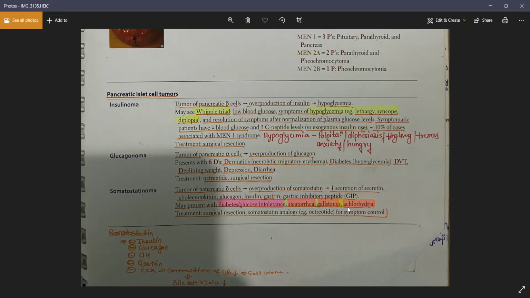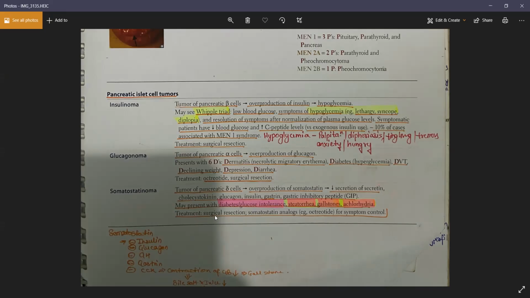You will also get achlorhydria, which means you will have no HCl, because whenever somatostatin is there, it will suppress HCl production in the stomach. So achlorhydria, gallstones, steatorrhea, and glucose intolerance would be the symptoms of your somatostatinoma. It is a tumor of delta cells, and there is overproduction of somatostatin.